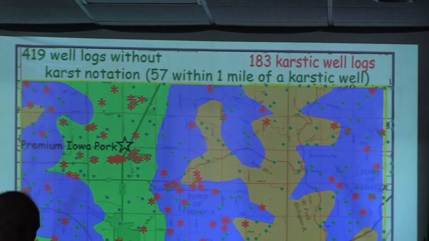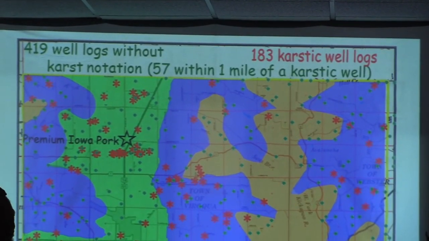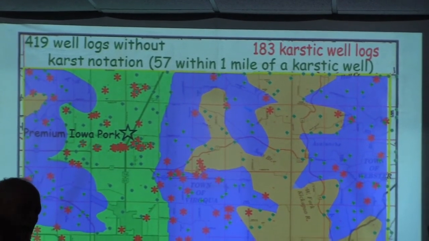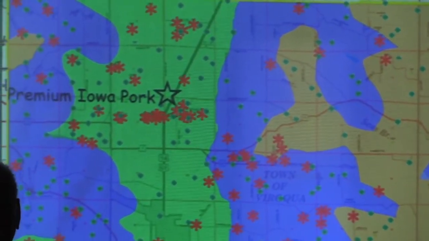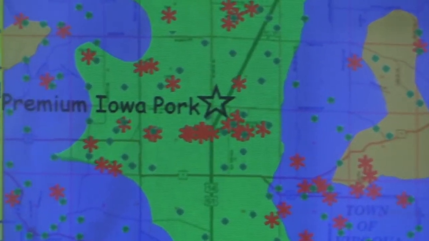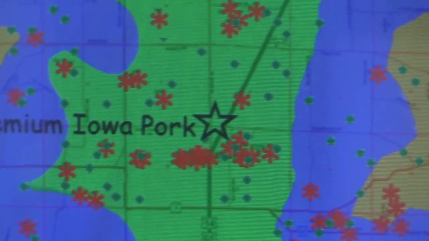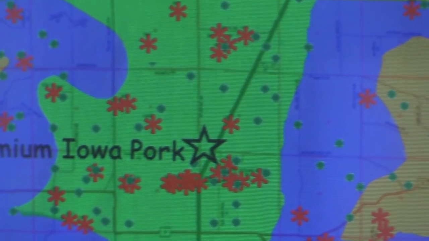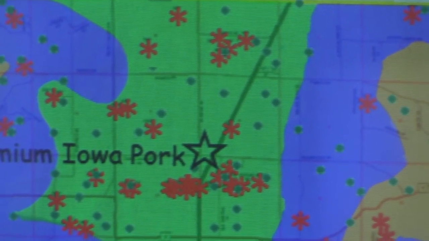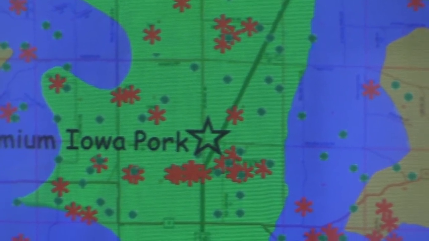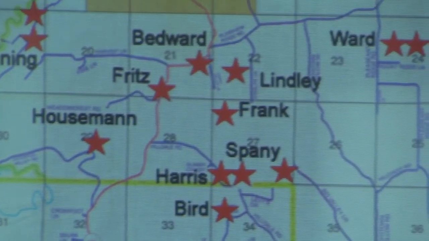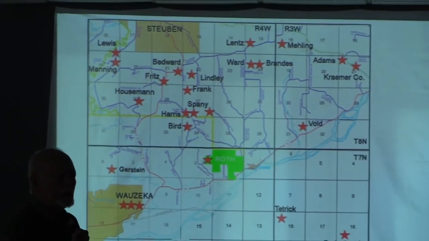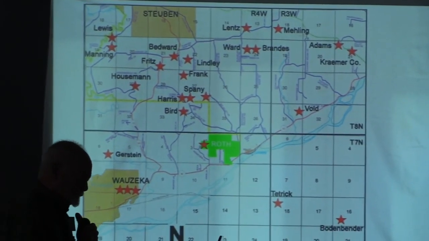Premium Iowa Pork wants to kill about 700 hogs a day, is that right? Yeah. And they'll start bringing them in from Iowa, but what they really want is to have local CAFOs in the area to provide pigs. And guess what? Not a good idea. I don't know how far back, when was that, Edie? 10 years ago.